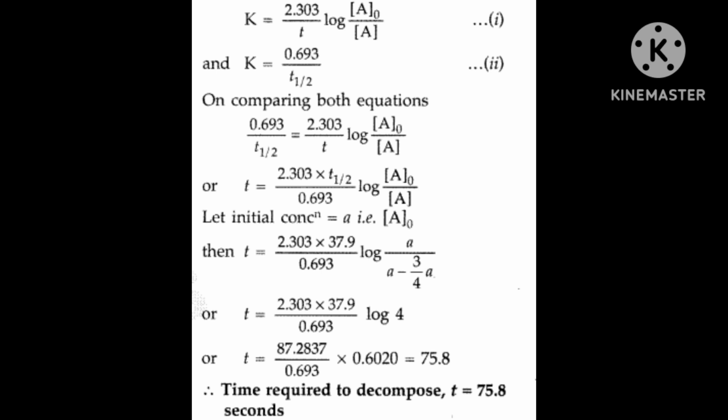Consider different pressures. Let P1, either small p1 or capital P1, it depends on you, be the initial pressure of A. You can also consider Pi, where i means initial pressure. And PT, where T means total, is the total pressure at a time T, at any time T.